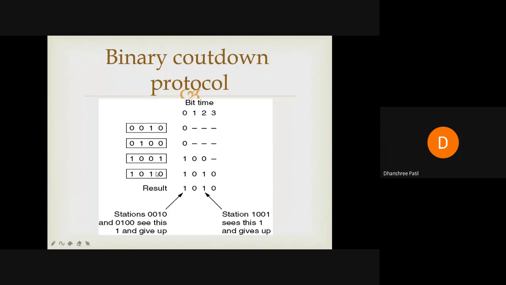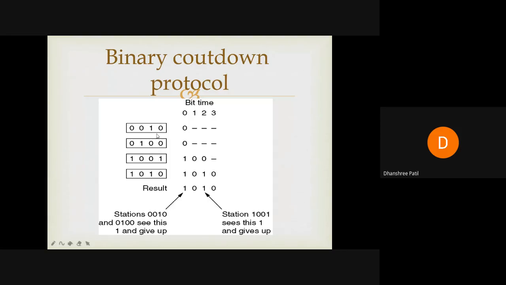Once 1010 completes its transmission, the same procedure will be followed among the remaining three, 0010, 0100, and 1001. After that, maybe two will again drop out, and only one station will get the transmission chance. Likewise, each one will get a chance to transmit its frame, and obviously collision will be avoided. So this is nothing but the binary countdown protocol.